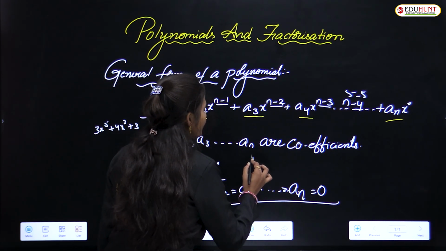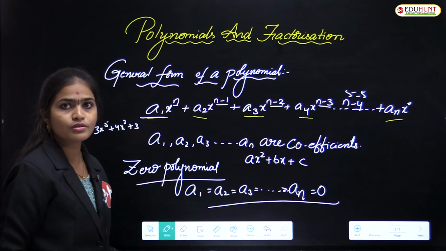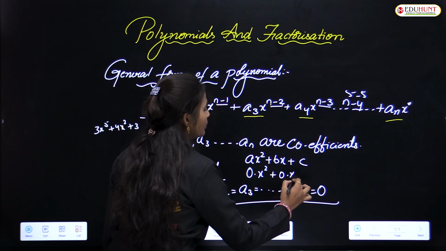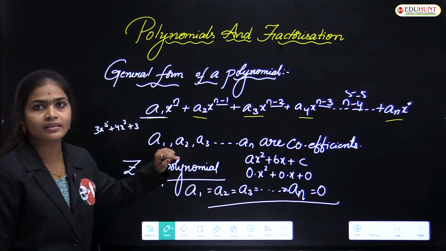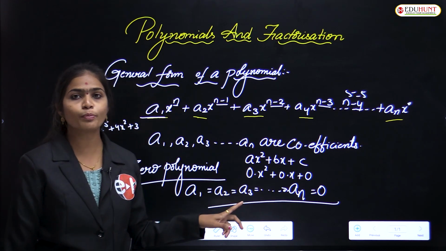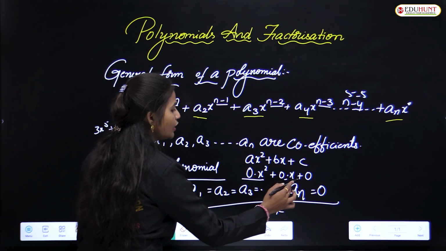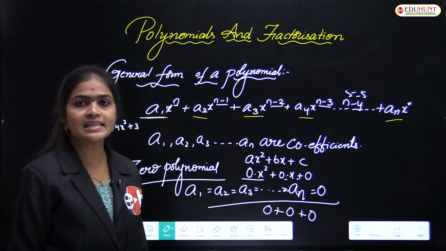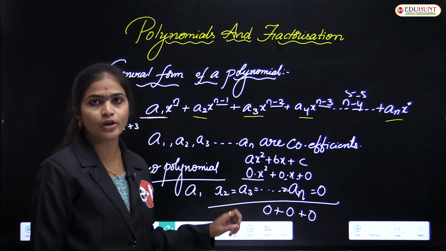Okay, for example, ax square plus bx plus c, this is a polynomial, no? So zero polynomial means here 0 into x square plus 0 into x plus 0. Okay, so here the coefficients of the variables are 0, then we will call that polynomial a zero polynomial. Why? Because 0 into x square is equal to 0, plus 0 into x is equal to 0, plus 0. So 0 plus 0 plus 0 and so on. We will get its resultant as 0 only, no? So that's why we call that polynomial a zero polynomial.